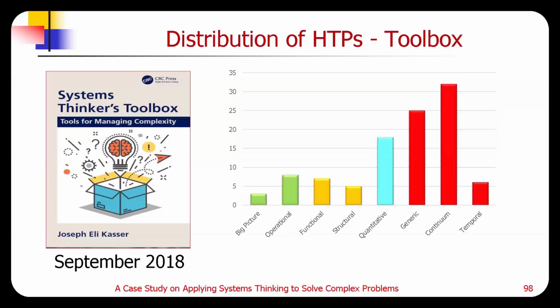I had an idea. I said, let me look at the distribution of the HTPs in all the books. It's really easy to find them because I could do a word search in the PDF file. And I found that in the Systems Thinkers Toolbox, it looked like this. Traditional systems thinking deals with the big picture, operational, functional, and structural perspectives. But look how low they are compared to the other perspectives. Because the book is providing tools for creating solutions, not tools for understanding the situation. And the solutions come from the generic and the continuum perspectives.